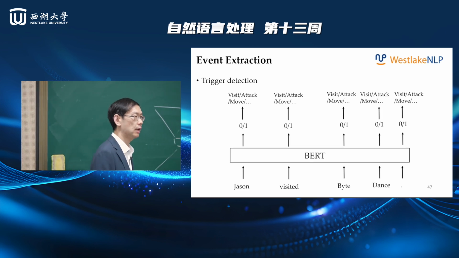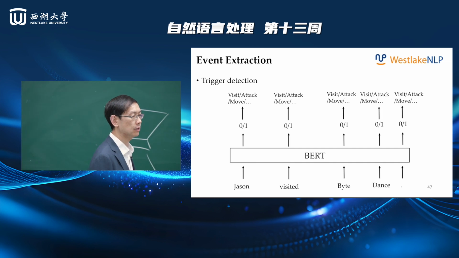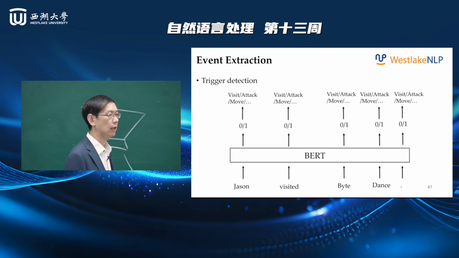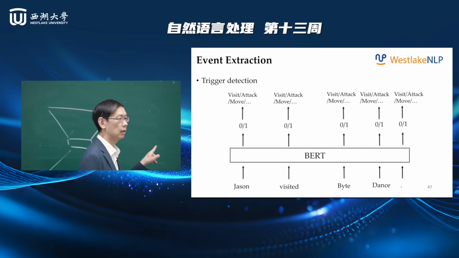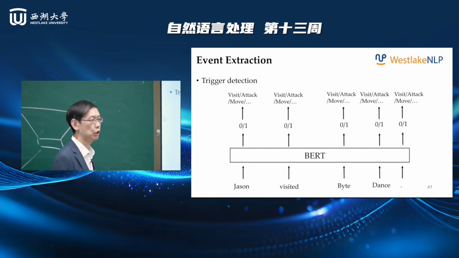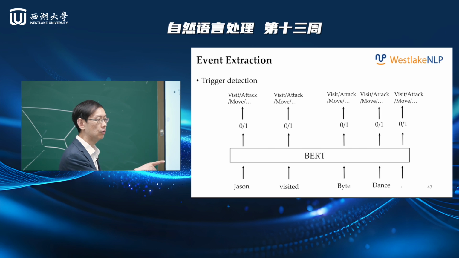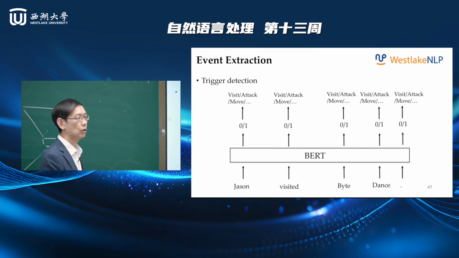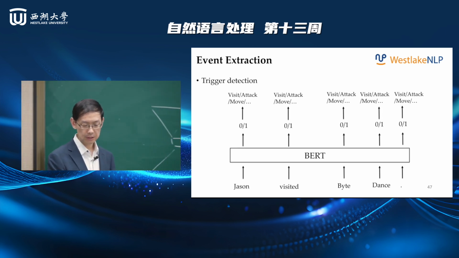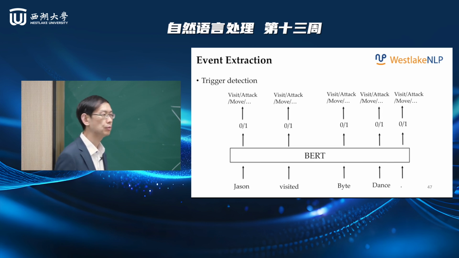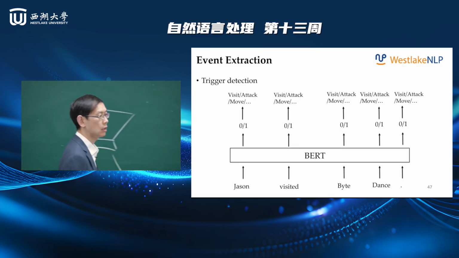We can perform the task in several steps. The first step is to identify the trigger word, and that can be done by a token-wise classification. We encode the whole sentence using Roberta, and then we ask every token, are you the trigger? Are you the trigger? Are you the trigger? So, visited is the trigger. It has an output 1 in binary classification.